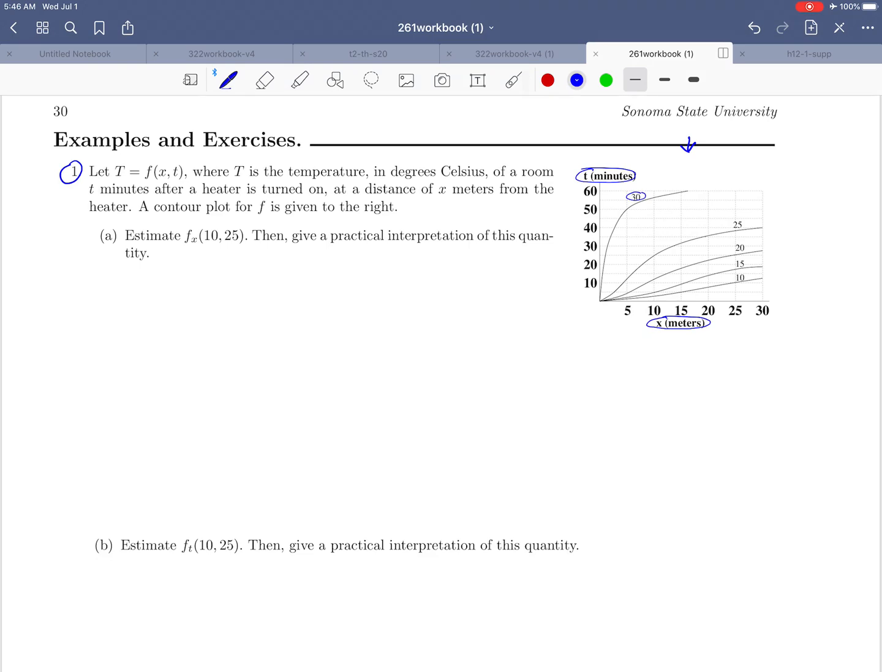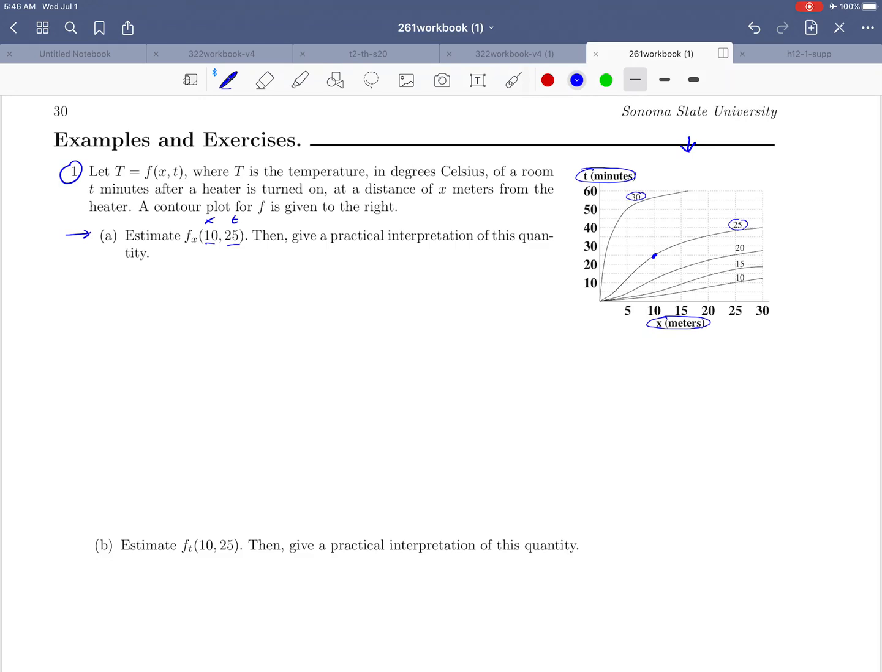Okay, and if we look at what they're asking us in part A, they'd like us to estimate f_x at (10, 25). In words, that would be the derivative in the x direction at a position of 10 meters from the heater and a time of 25 minutes. Let's see if we can find the associated point over here on the contour plot. We're talking about x equals 10 and t equals 25, so that would put us here. And you can see from the contour that we've got a temperature of 25 degrees Celsius at that point.